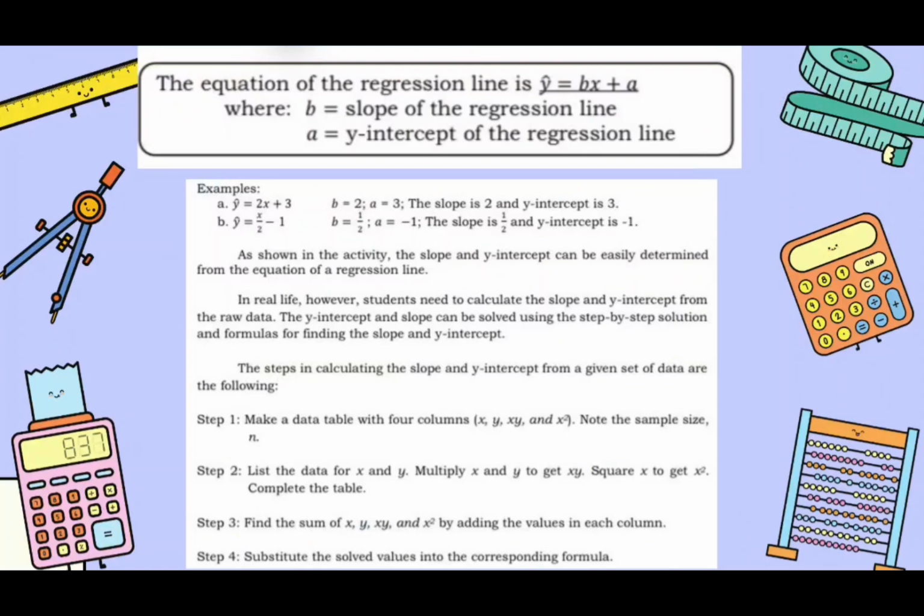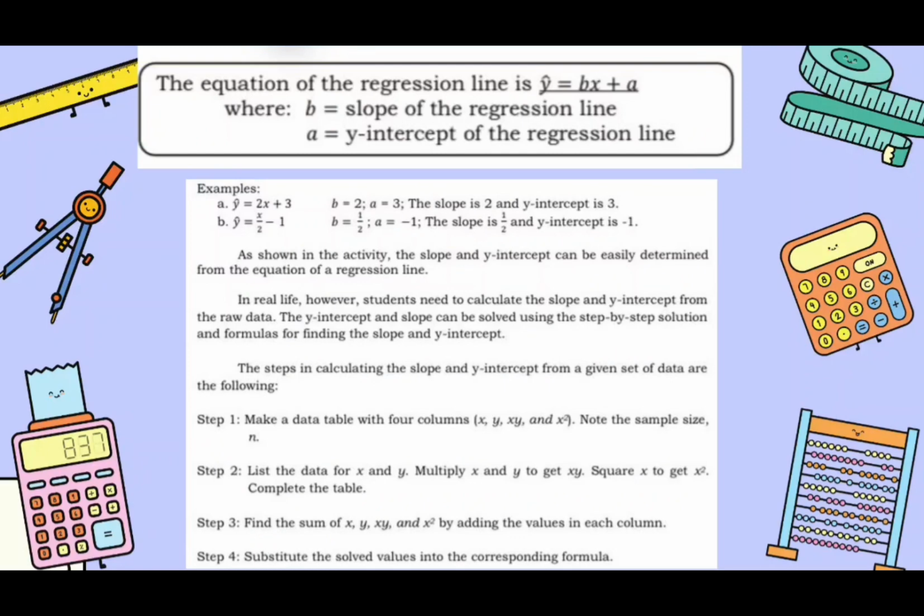So the equation of the regression line is y equals bx plus a, where b is equal to the slope of the regression line and a is equal to the y-intercept of the regression line. Examples: a, y equals x plus 3, and b, y equals x over 2 minus 1. For a, b is equal to 2, a is equal to 3, the slope is 2 and the y-intercept is 3. For b, b is equal to 1 half, a is equal to -1, the slope is 1 half, and the y-intercept is -1.